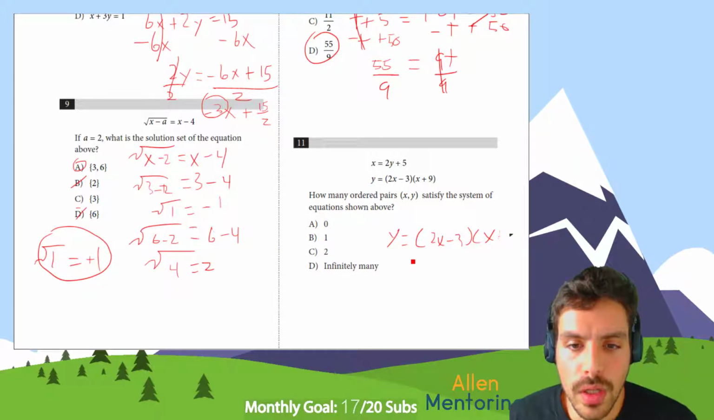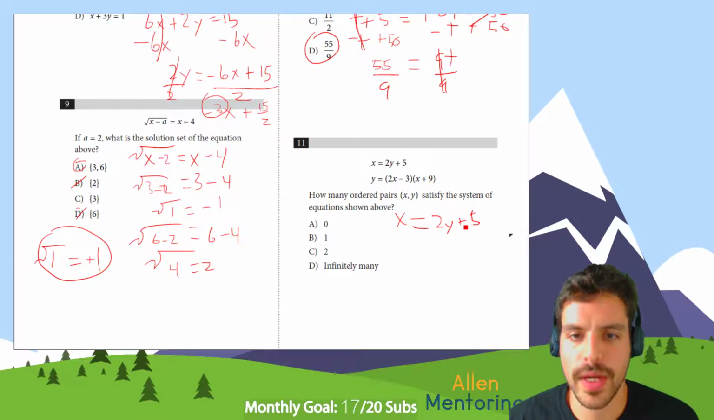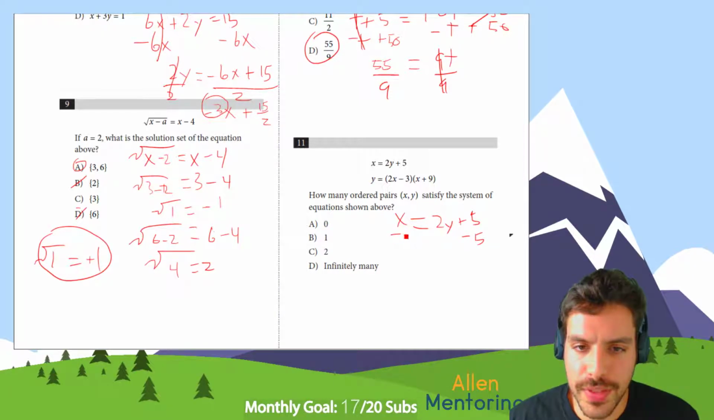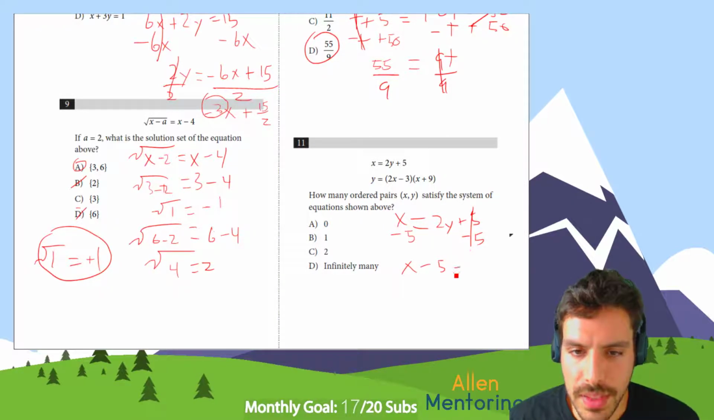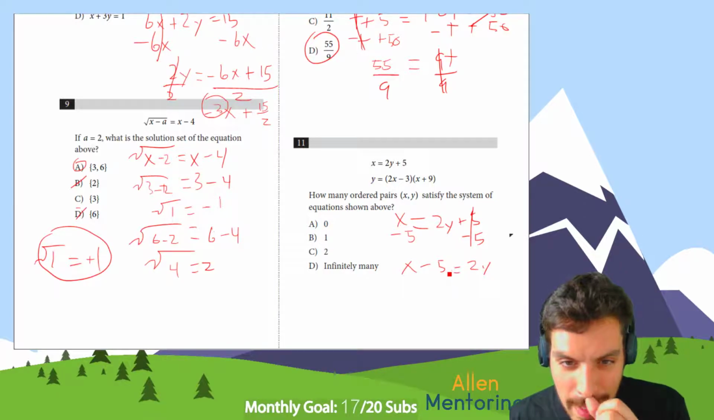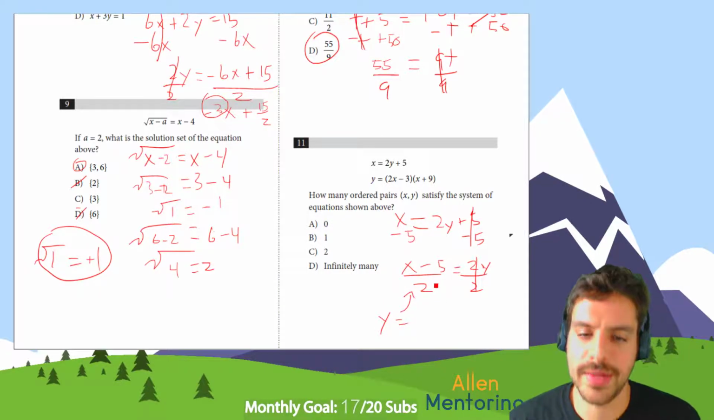Actually, maybe I'll substitute first and then I'll FOIL. Okay, so I'm going to write the first equation here. I'm going to subtract 5 on both sides. Bam, x minus 5 is equal to 2y. And then I'm going to divide both sides by 2 to isolate y. So y is equal to that right there.